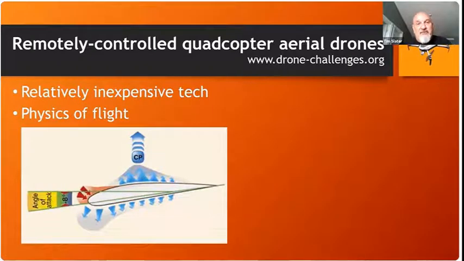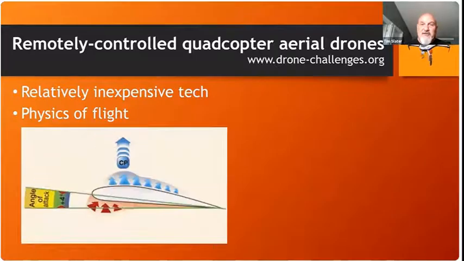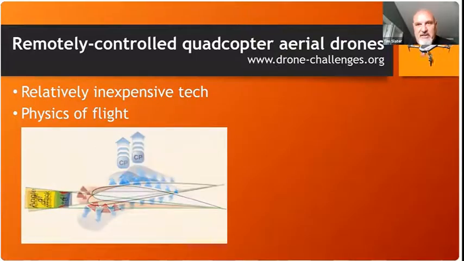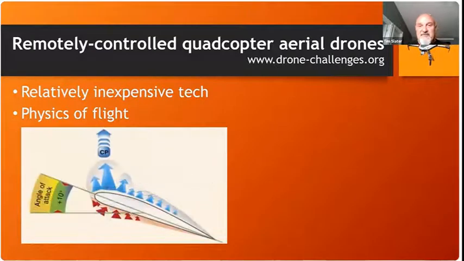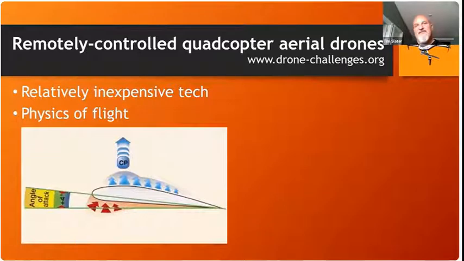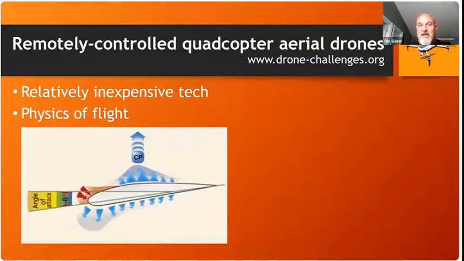So in addition to drones being relatively inexpensive now, one of the things that drones allow us to do is to teach the principles of aviation. And that's, again, something that cuts across all disciplines. From the science side, we can talk about the physics of flight and exactly why do these things fly and why do they have 4 propellers and why do the propellers turn in the directions they do.